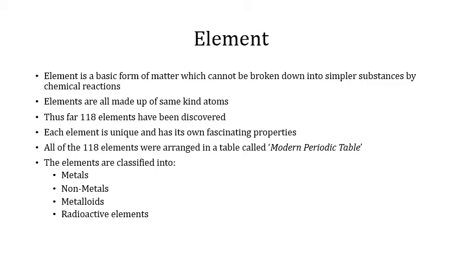You know very well, an element is a basic form of matter which cannot be broken down into simpler substances by chemical reactions. Elements are all made up of the same kind of atoms. So far, 118 elements have been discovered. Each element is unique and has its own fascinating properties. All of the 118 elements are arranged in a table called the modern periodic table. The elements are classified into metals, non-metals, metalloids and radioactive elements. Now let's look at how these elements are placed in the modern periodic table.